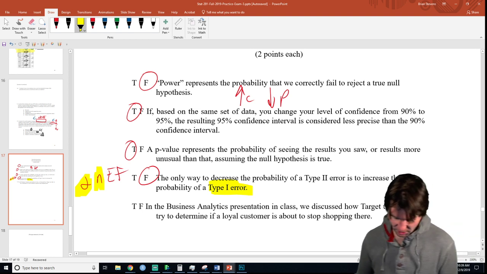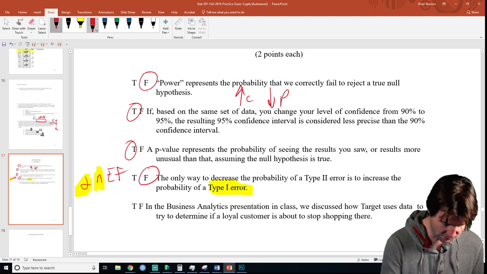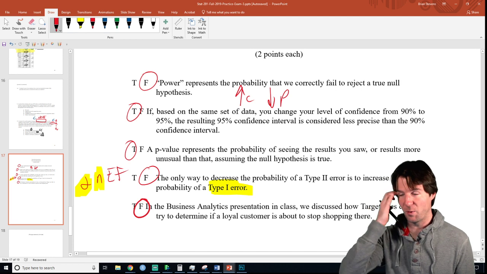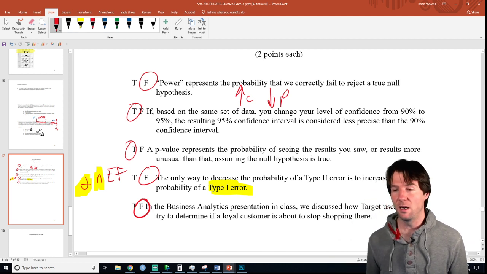In the business analytics class, we talked about how Target used data to determine if a local customer is about to shop there. That is false. We talked about how they found out a girl was pregnant before her parents knew. That's what we talked about.